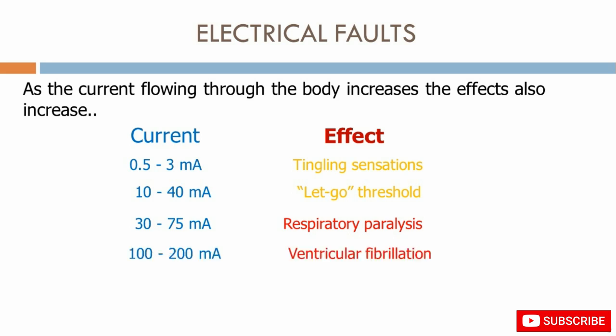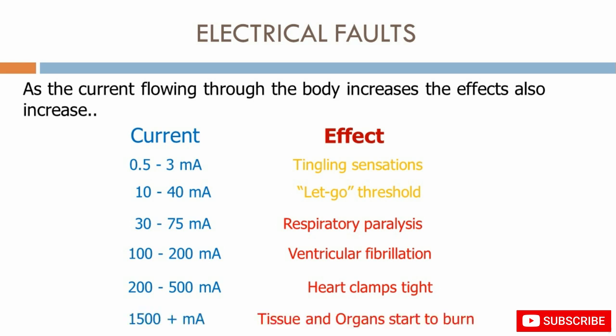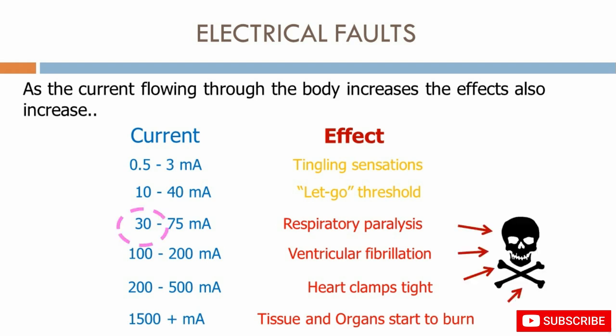Between 100 and 200 milliamps, we have ventricular fibrillation. This is when the heart starts beating erratically. Between 200 and 500 milliamps, the heart clamps tight and people lose consciousness. Above 1500 milliamps, tissue and organs start to burn. We can see that above 30 milliamps, the hazard to personnel increases significantly. This is why we set most RCDs to a 30 milliamp level. This protects personnel from danger.